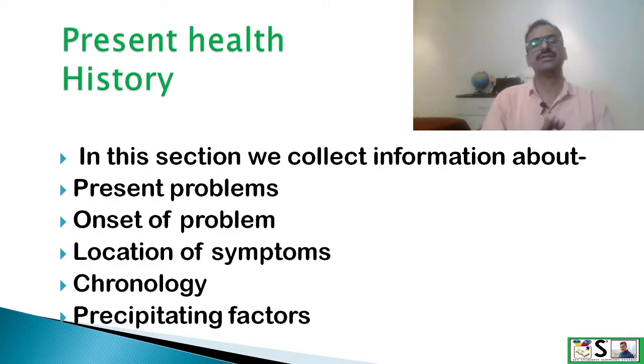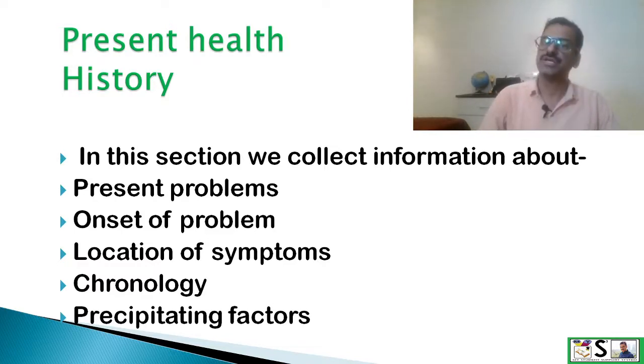And in present health history, what information do we try to get, what do we ask? First of all, we ask for present problem. Why the client has come here, or if we are visiting the client, then simply we ask, at present, what problems are there you are facing related to health, and when was the onset of the problem, the day or the time, location of the symptom, where it is hurting, abdomen, headache, etc.